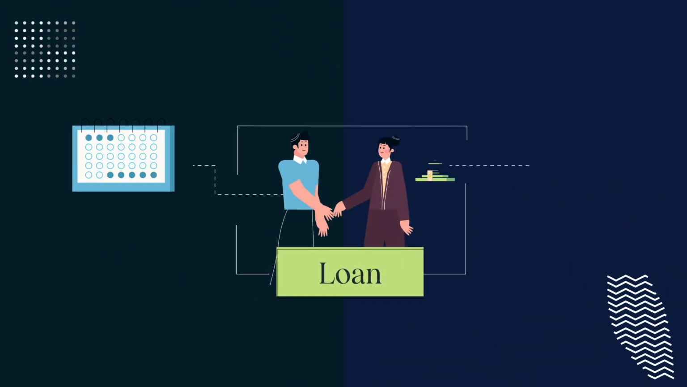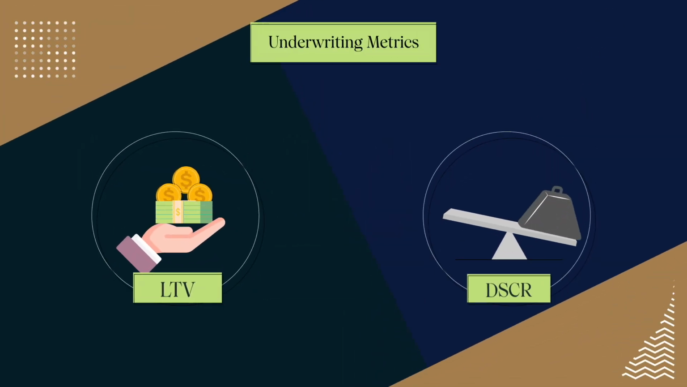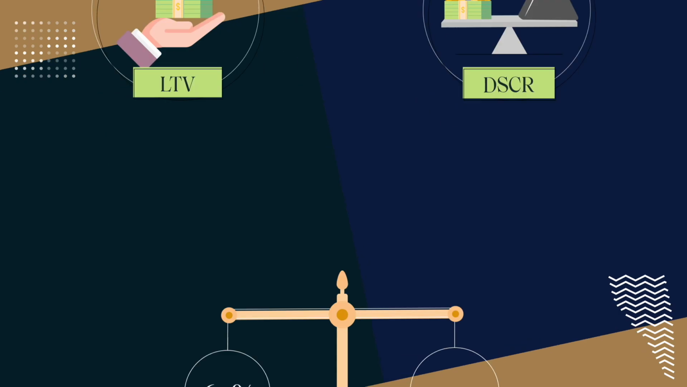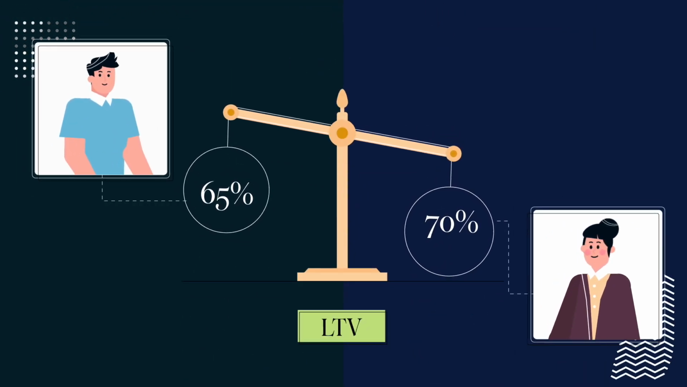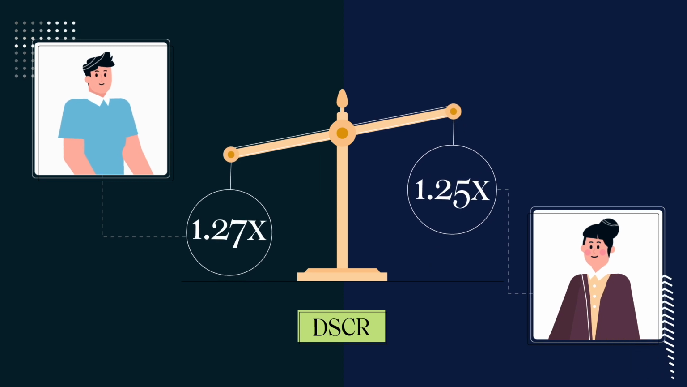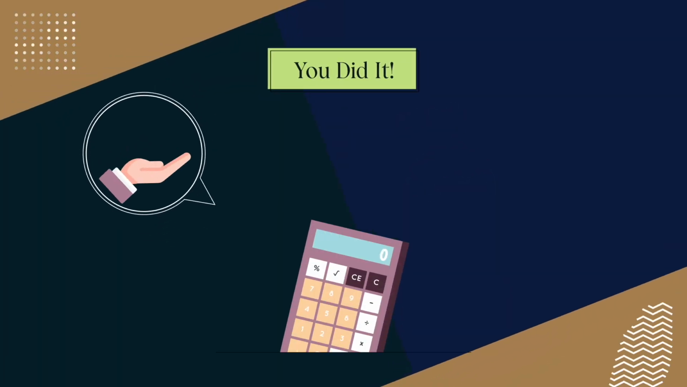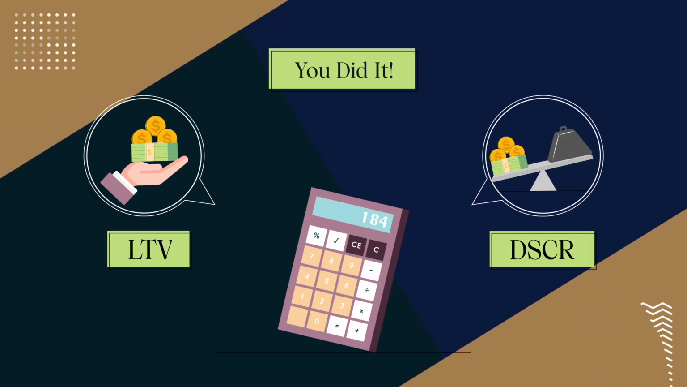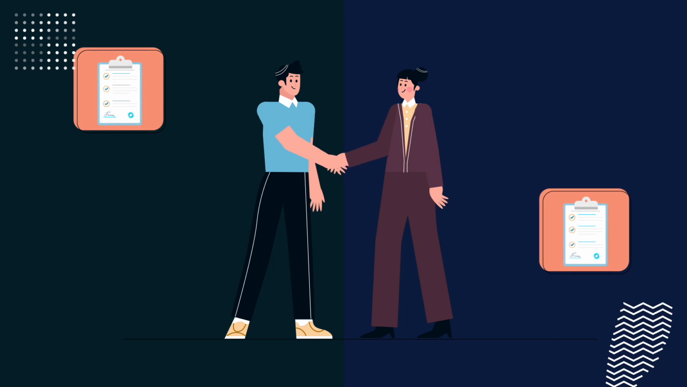So, to sum up, in order for a lender to consider your loan, at least as far as LTV and DSCR are concerned, the LTV for your deal will need to be less than the lender's maximum LTV, and the DSCR for your deal will need to be greater than the lender's minimum DSCR. There you have it. You can now calculate LTV and DSCR. The next time you're speaking with a lender, you'll know exactly how to talk the talk.